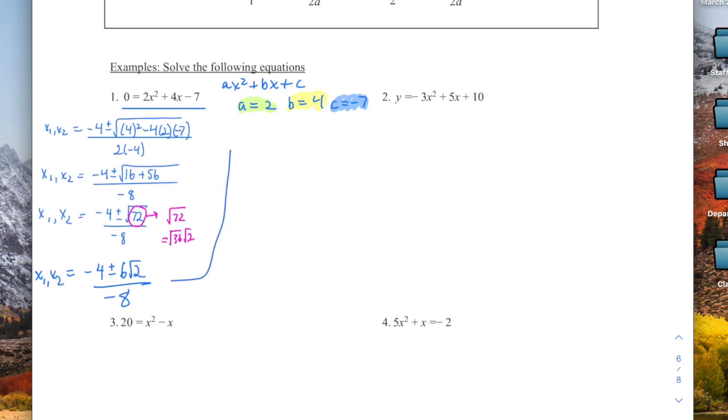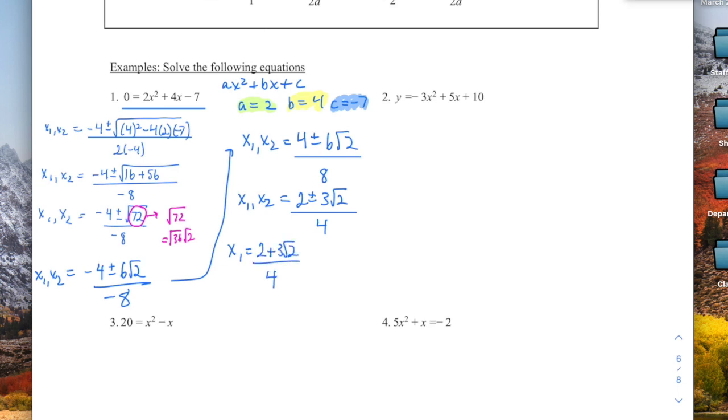So we can now write this as +4 plus or minus is the same as minus plus over 8. And I can see that all of these factors are divisible by 2, so we might as well reduce it. Okay, so what that means is x1 is 2 plus 3 root 2 over 4, and x2 is 2 minus 3 root 2 over 4. So there we go.